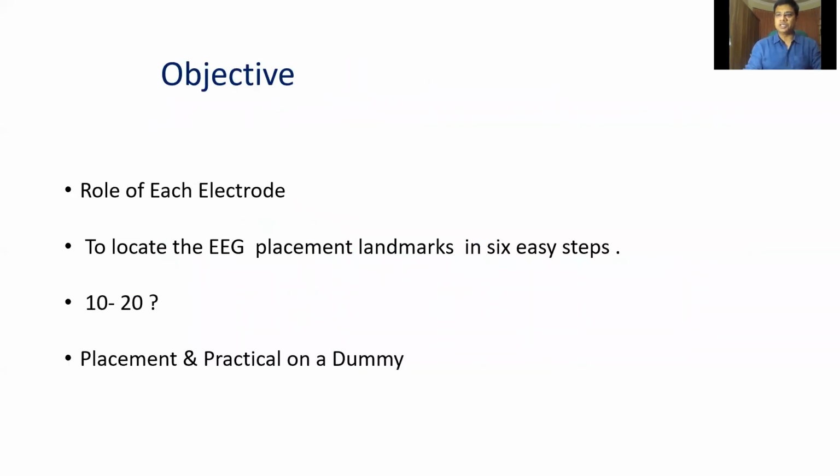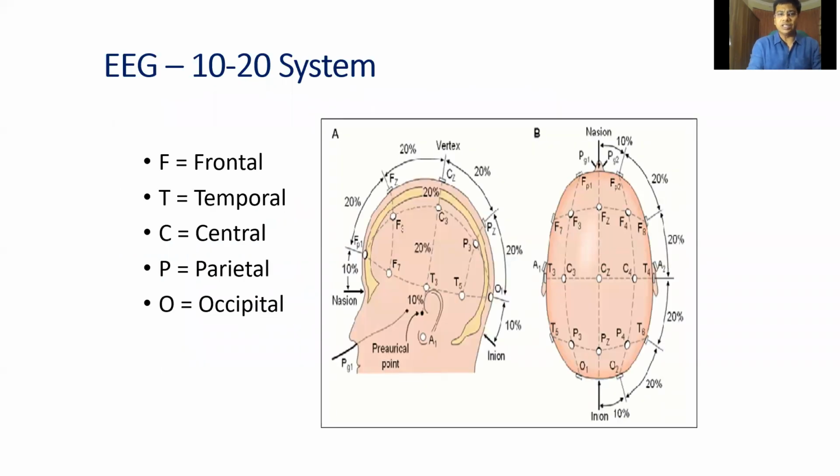The objective of my session is to look at the role of each electrode, to locate the EEG placement landmarks in 6 easy steps, why it is called the 10-20 system, and we will also see the placement and practical on a dummy. Why is it called the EEG 10-20 system? Because each electrode is placed at either 10% or 20%. We will see this in the next slides.